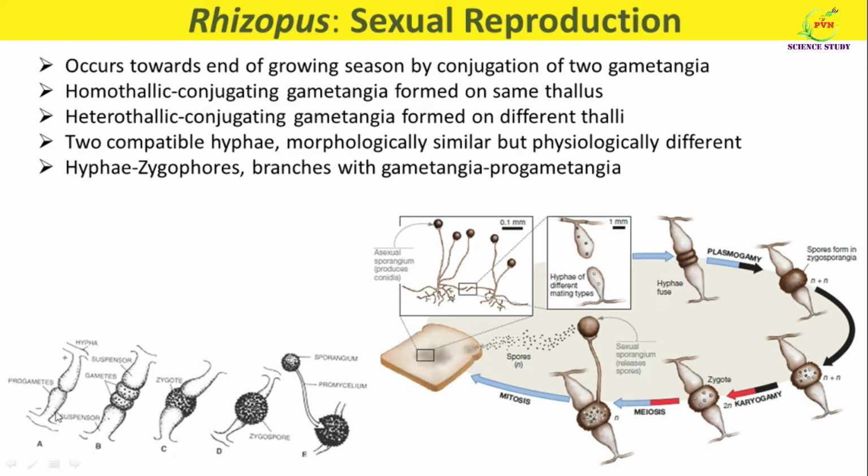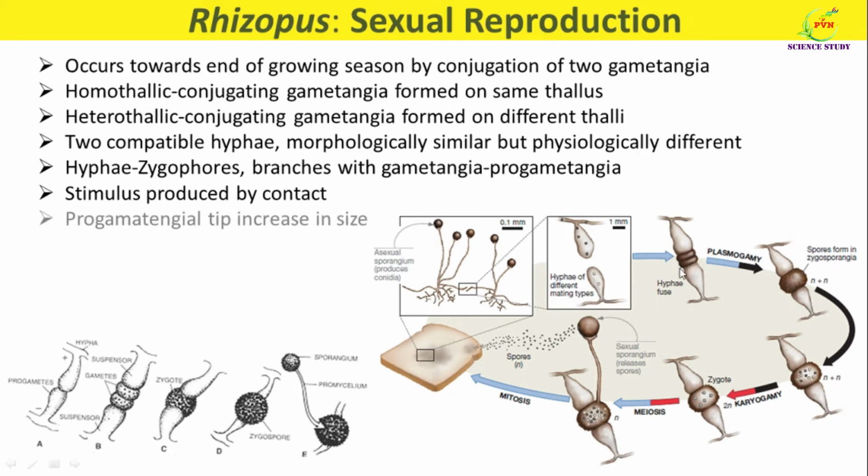These two compatible hyphae form zygospores, while the branches on which gametangia are formed are known as progametangia. The two compatible progametangia come in contact with each other and a stimulus is produced by their contact, as you can see here. Due to this, the progametangial tips increase in size because of the accumulation of food material and the presence of cytoplasm and nuclei in them, and it appears like this.